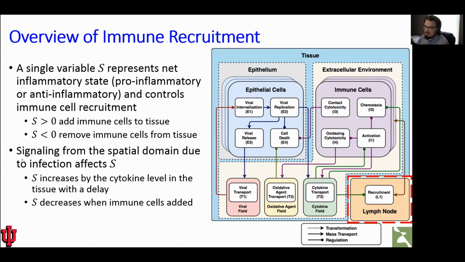Now, with that convention in mind, we then take two particular pieces of information about our spatial domain and map them onto affecting our state variable S. We say that when the total cytokine level in the entire spatial domain is great, then the immune signal S will increase. Whereas when we add more immune cells into the domain, there's a corresponding net negative effect on S. And this is the basic concept of immune cell regulation in our local tissue patch.